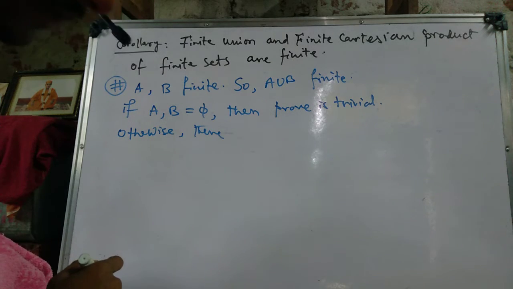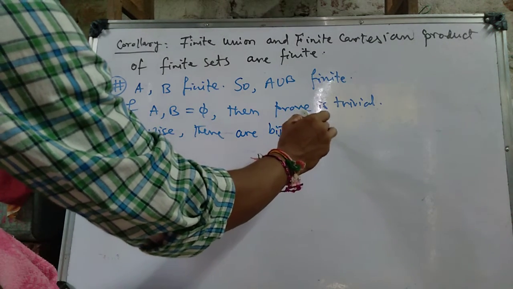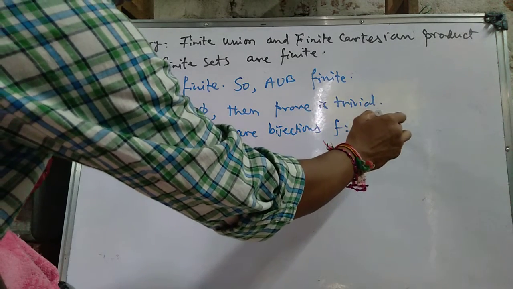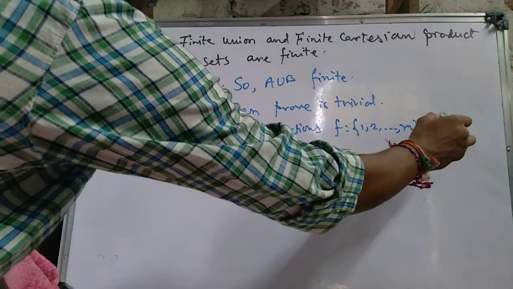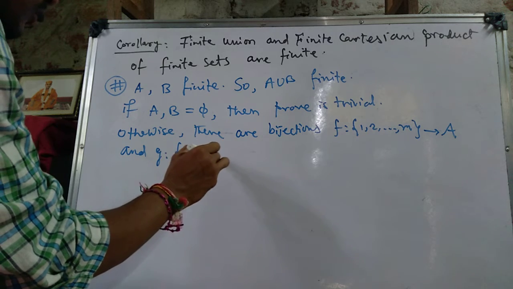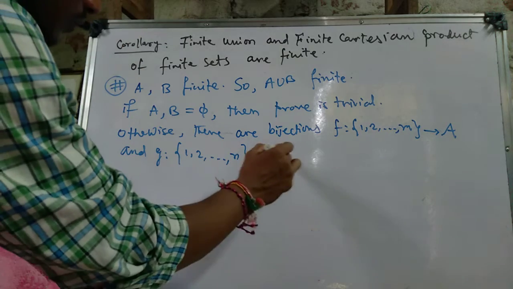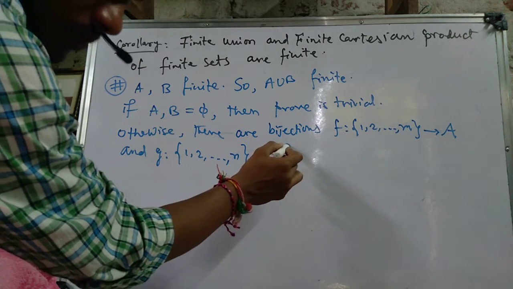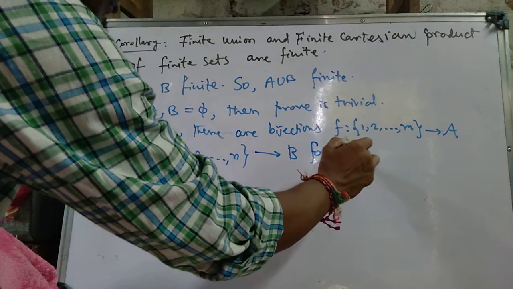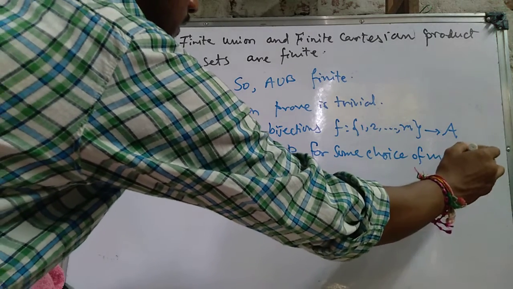there are bijections f from 1 to m to A and g from 1 to n to B, for some choice of m and n.